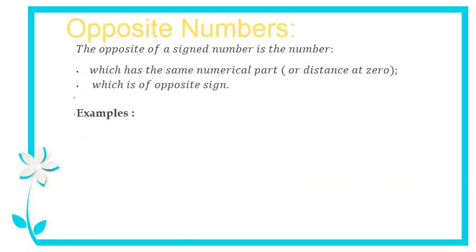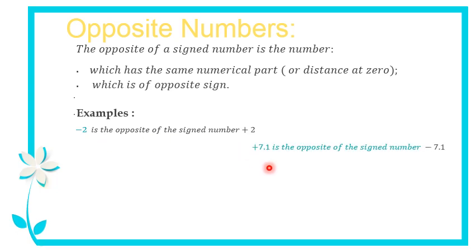Opposite numbers are the numbers that have the same numerical part but with opposite signs. Let's take an example. -2 is the opposite of +2. Similarly, +2 is the opposite of -2. 7.1 is the opposite of -7.1. Look, here I wrote the same number, but we replace the plus sign by a minus sign here. Okay?